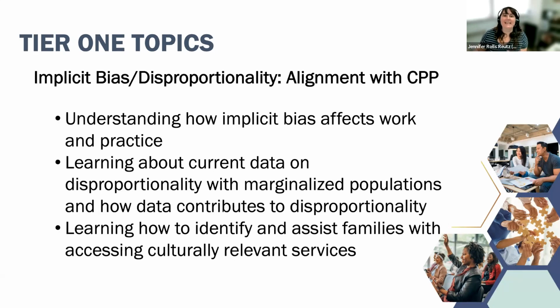Okay, next slide. And then the last topic area, and this is a very important one, is a recognition that we need to address implicit bias and the inherent disproportionality in the child welfare system. We need to understand how implicit bias affects our own work and practice. We need to understand the data on disproportionality. What do we know about how that data is contributing, how it's affecting our marginalized populations? And then lastly, how to identify and assist families with accessing culturally relevant services.